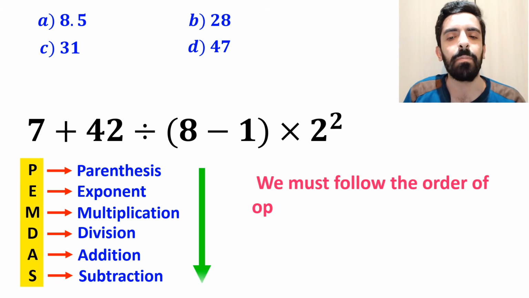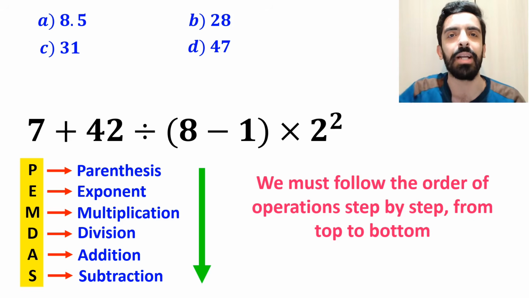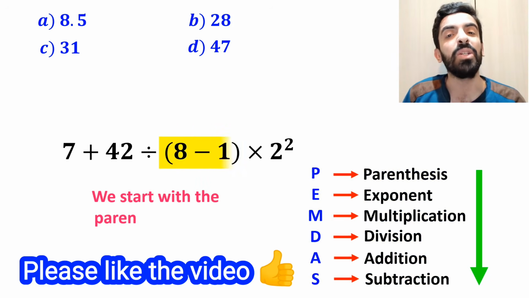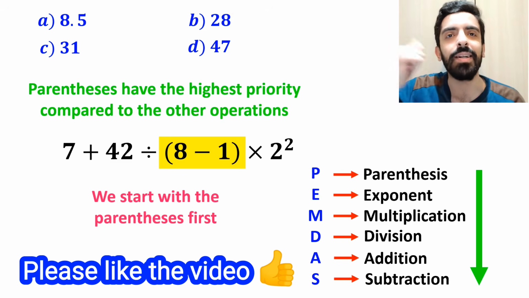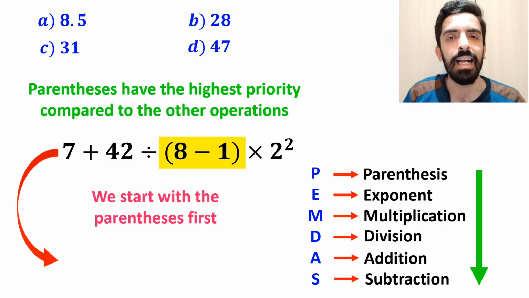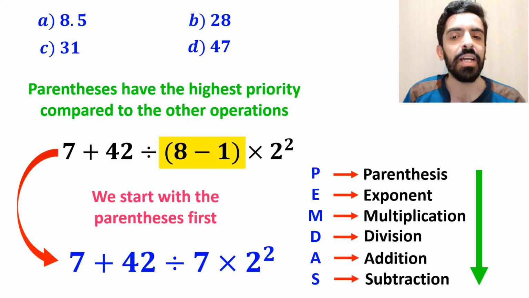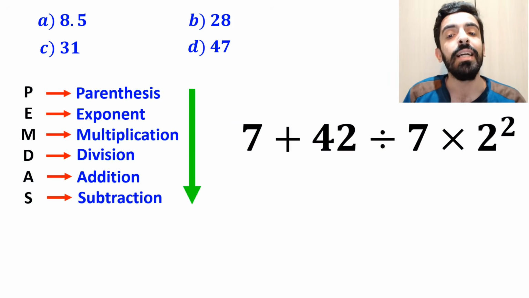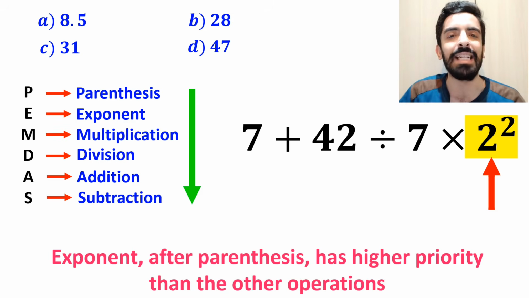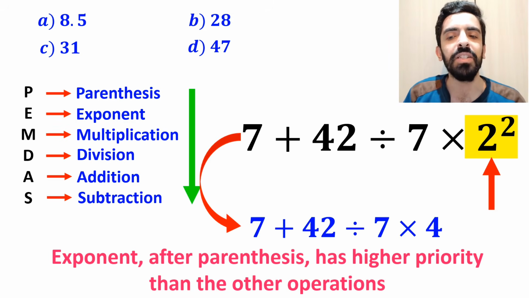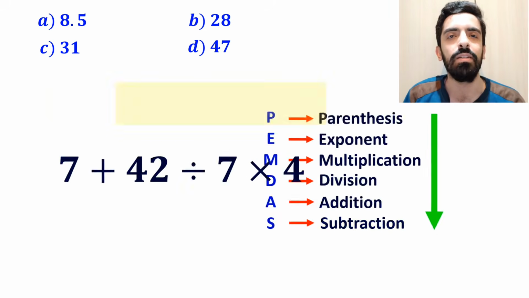We must follow the order of operations step by step from top to bottom. So, we start with the parentheses first, because parentheses have the highest priority compared to the other operations. Okay, instead of this expression, we can write 7 plus 42 divided by 7 multiplied by 2 squared. And the next step, we go to the exponent, because exponent after parentheses has higher priority than the other operations. So, this expression simplifies to 7 plus 42 divided by 7 multiplied by 4.